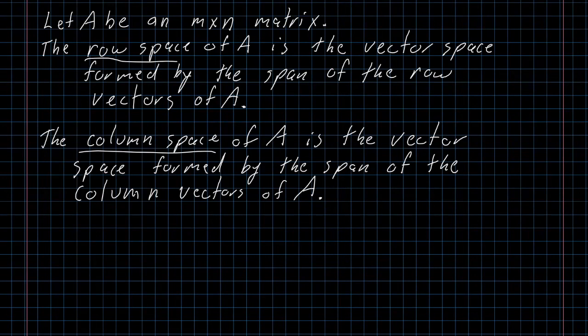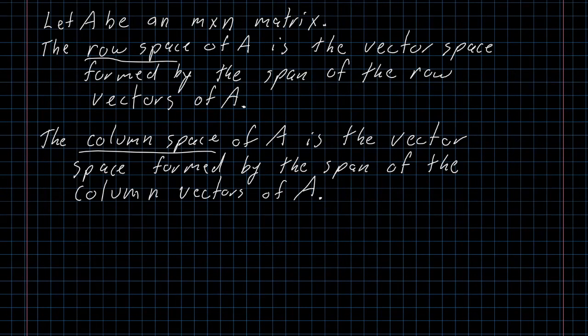And we take the span, which could be, since they are n-dimensional vectors, an n-dimensional vector space, or it could be smaller, because given a random matrix we have no idea whether the rows of the matrix are linearly independent or not. Likewise, the column space is the space formed by the column vectors.